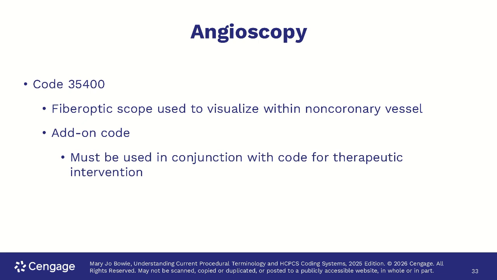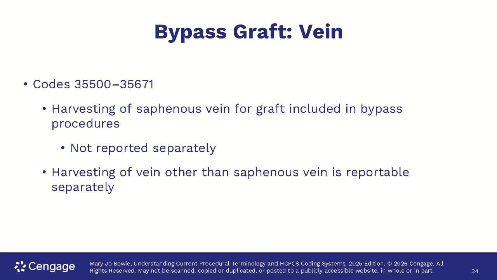Angioscopy. This is a procedure where a fiber optic scope is used to visualize inside, watch this, of a noncoronary vessel. This happens to be an add-on code that is used in conjunction with the code for a therapeutic intervention. And what is therapeutic? Treating. So, one thing I will tell you about coding, repetition is key.